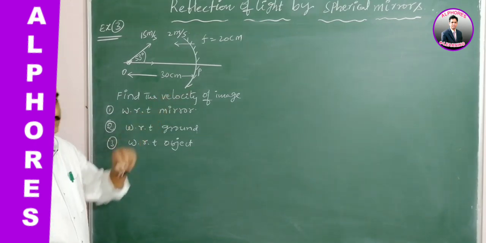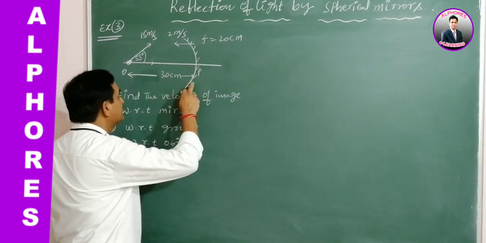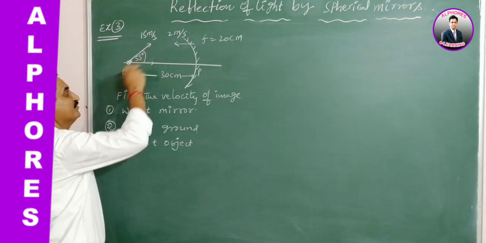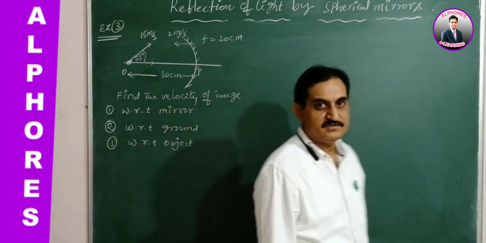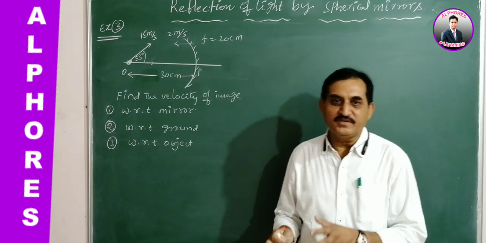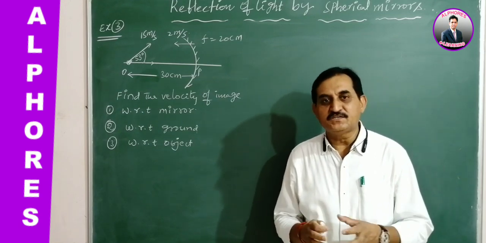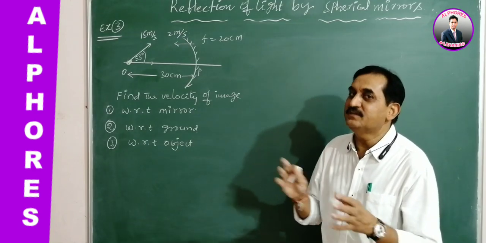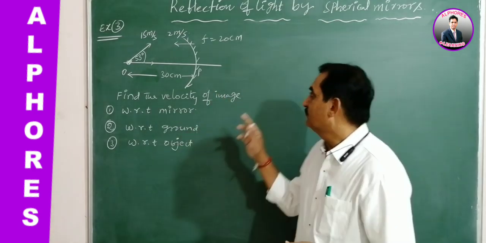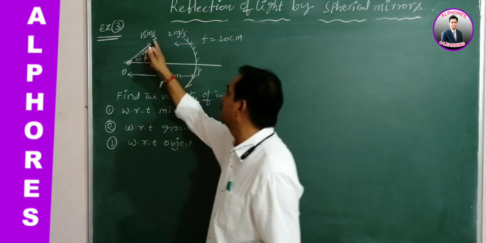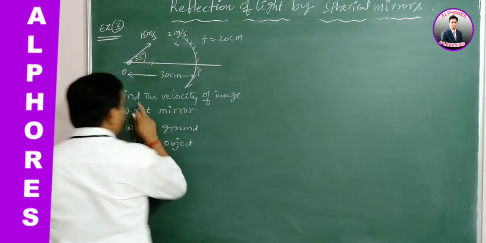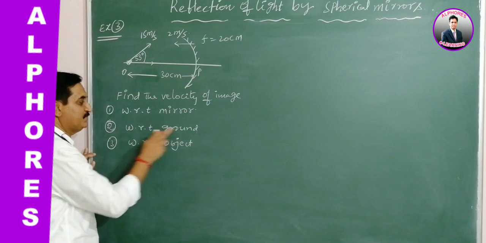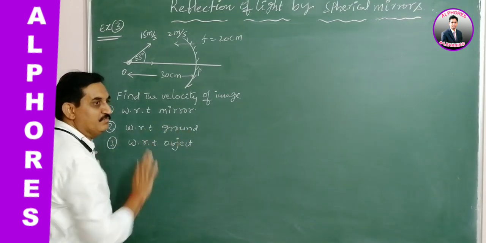This is a concave mirror with focal length 20 centimeters, and an object is moving obliquely, that is at a certain inclination of 53 degrees with the principal axis. So the object is not moving along the principal axis, and it is not perpendicular to the principal axis. It is moving at an inclination of 53 degrees with the principal axis with a velocity of 15 meters per second. Now find the velocity of image with respect to mirror, number 1, with respect to ground, number 2, and with respect to object, number 3.